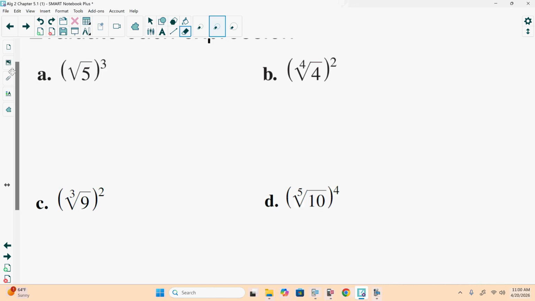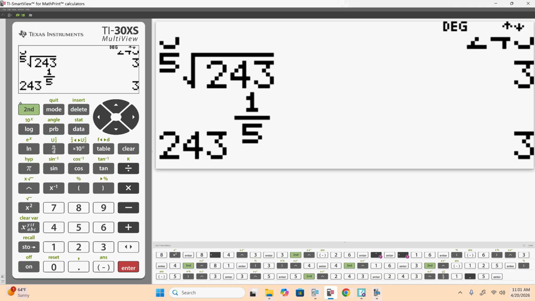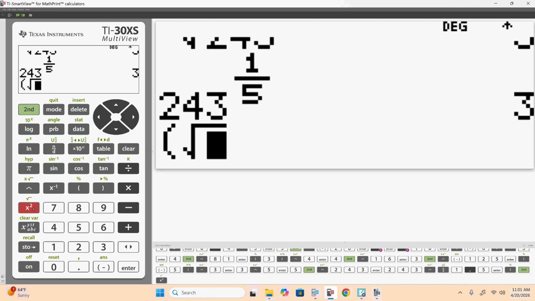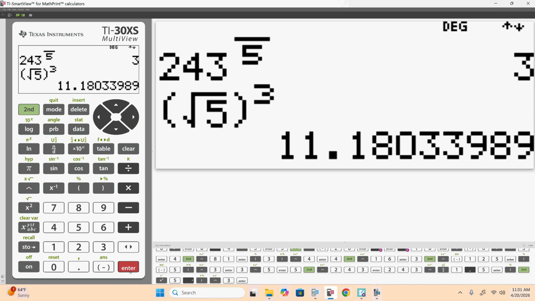Now, these next few, I want to work through with us, applying and rewriting these as fractional exponents and evaluating. If I just wanted to evaluate the square root of 5 to the 3rd, that's not too bad. We can go parentheses, square root of 5 to the 3rd power. We can just type it in as it is. It will tell us what it is. We don't have to do anything to it.